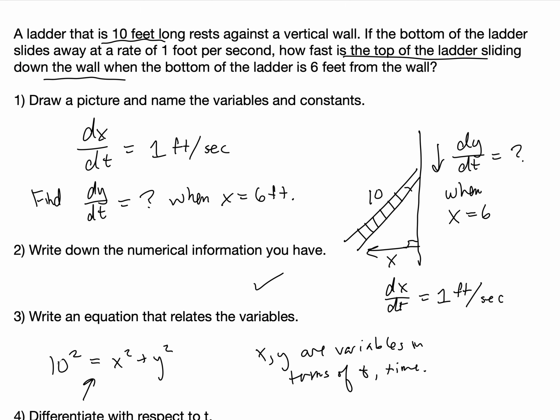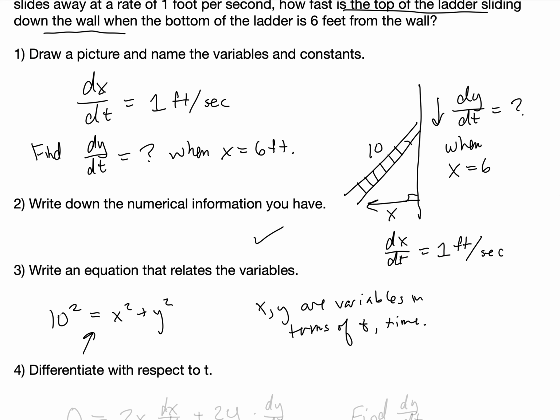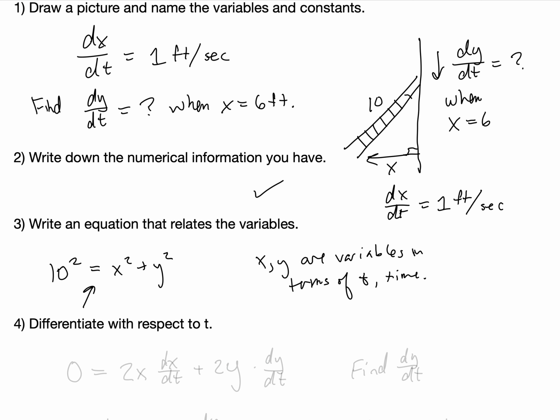So we're going to differentiate this function with respect to t. The derivative of 10 squared, well, that's the derivative of 100, that's just 0, equals the derivative of x squared with respect to t, which is 2 times x times dx/dt, plus the derivative of y squared, which is 2 times y times dy/dt, using implicit differentiation. And now what do we want to solve for? We want to find dy/dt.